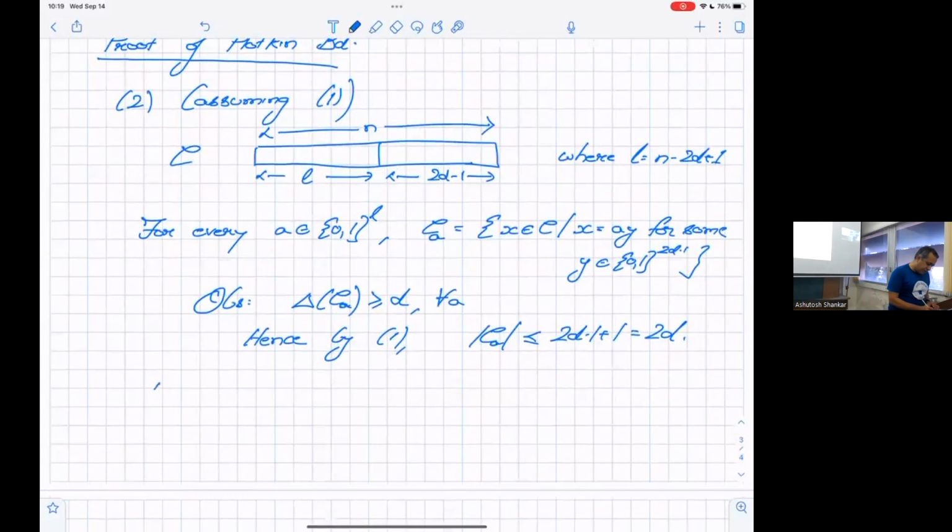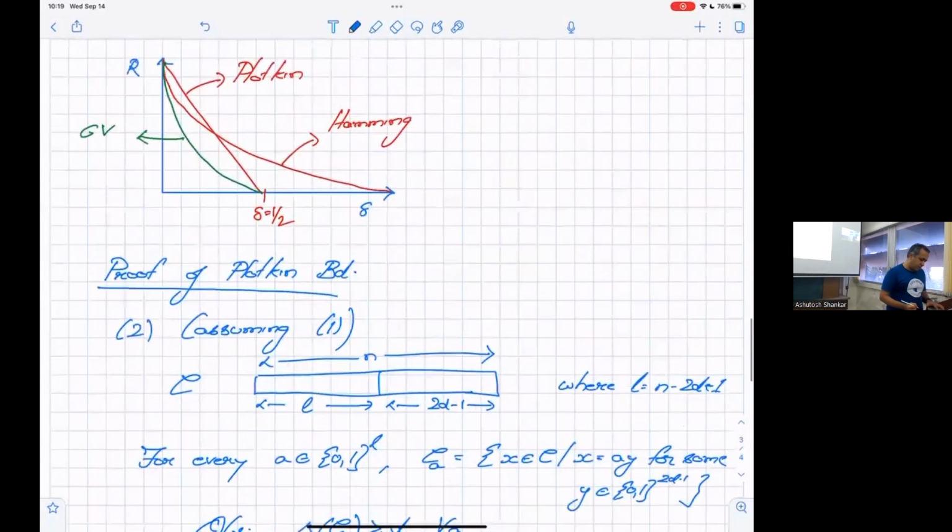Now let's conclude. What is C? The size of C is, by definition, the CA form a partition of the whole thing. Each one is of length 2D. How many of them are there? They can be at most 2 to the L. That's the 2 to the L times 2D. And that's exactly what we had here.